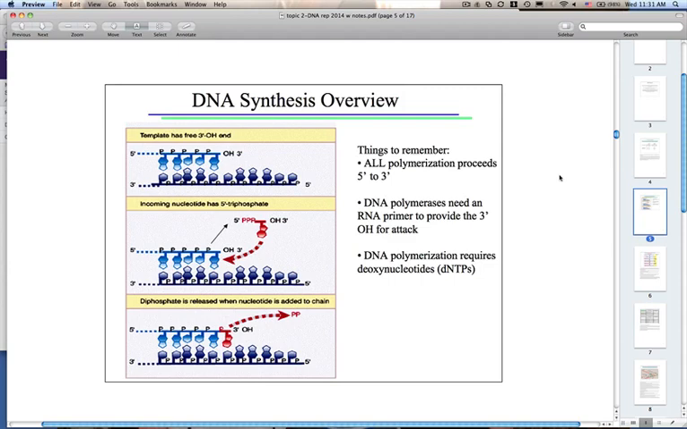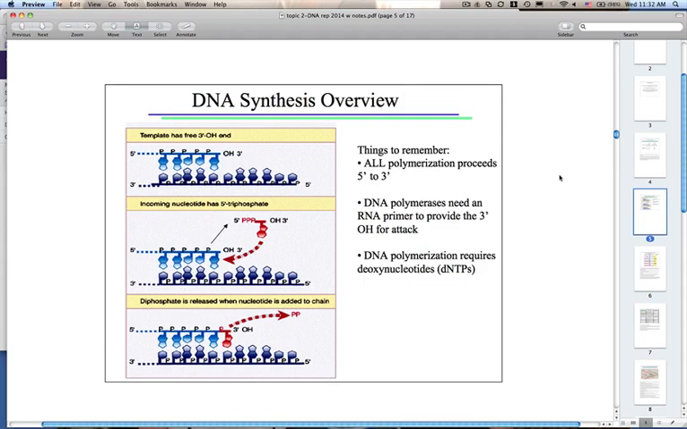Remember, and this is something that's a little bit funky about DNA polymerization, we always need a primer, right? So DNA polymerases can never start de novo. They can't just say, bink, I'm sitting down here and starting to polymerize. They need a primer to start, and they need that because they need that 3' hydroxyl to start polymerizing. Generally, those primers are going to be RNA.